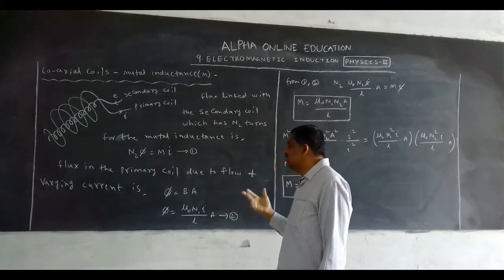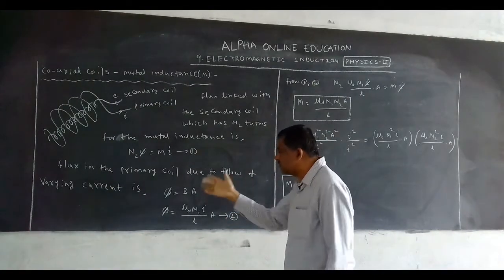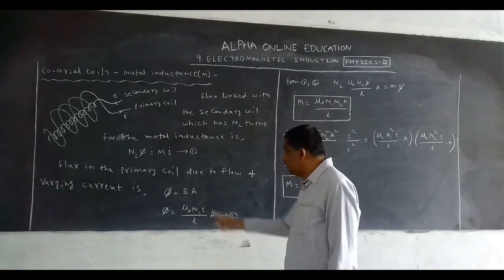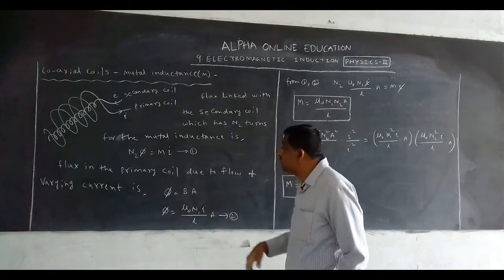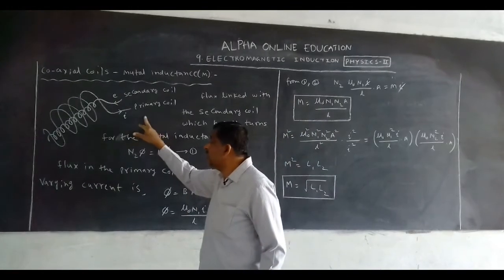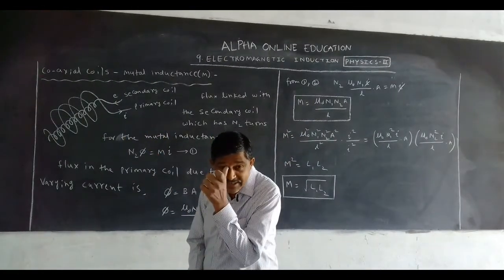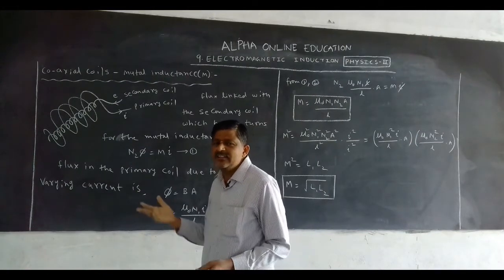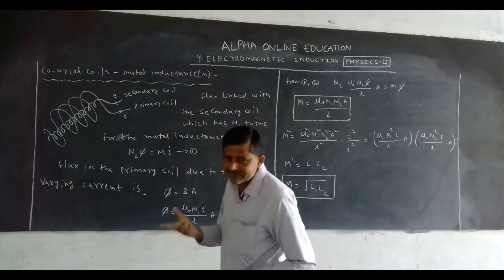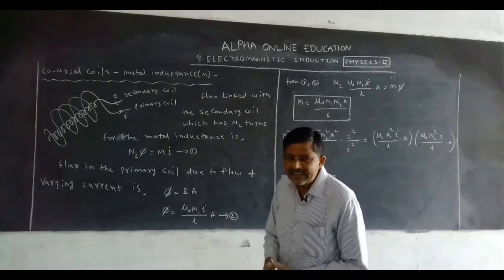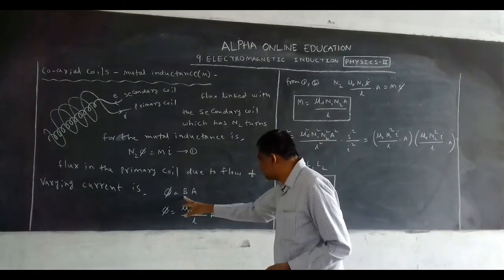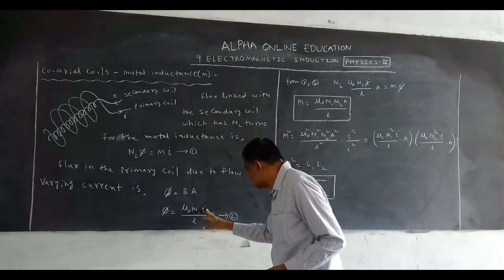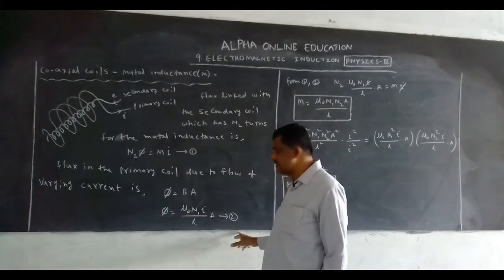The flux in the primary coil due to the flow of varying current is phi is equal to BA. We know that when a varying current is passing through the primary coil, along its axial line a magnetic field is established. This is a solenoid. We know the magnetic induction inside the solenoid: B is equal to mu 0 N1 I by L. Let us take this as equation 2.